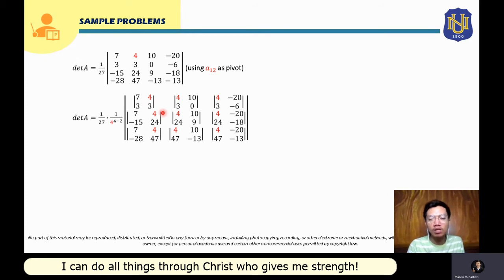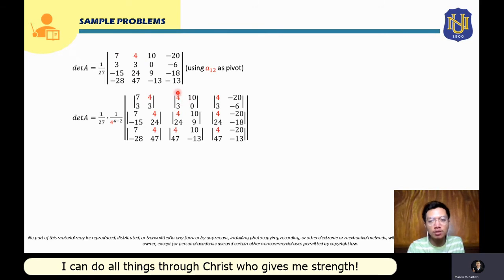So we will again follow our pattern here to obtain these 2 by 2 matrices. Again, 4 will be our pivot, so it will be included in all of the 2 by 2 matrices here in our reduced matrix. For the first 2 by 2 matrix, it will be formed from this pattern. So this will be 7, 3, 4, 3.